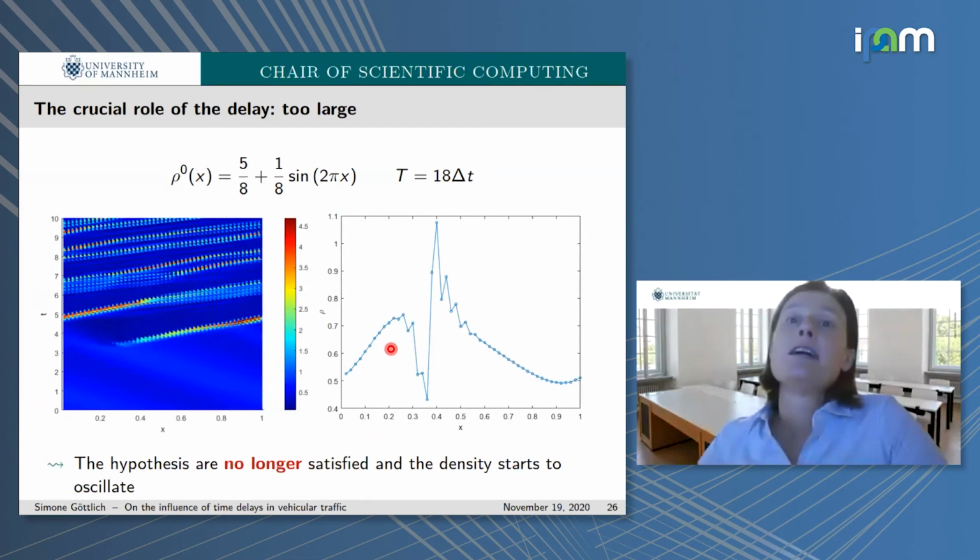Again, we consider this perturbed initial data, and you see for a larger delay, like given here, after a while the density increases and exceeds rho max, which was chosen to be 1. So the hypotheses are no longer satisfied and the density starts to oscillate.